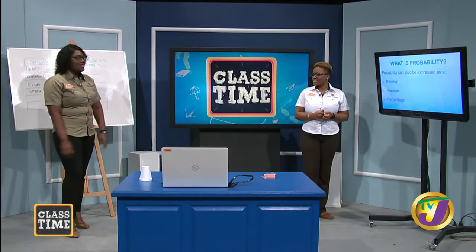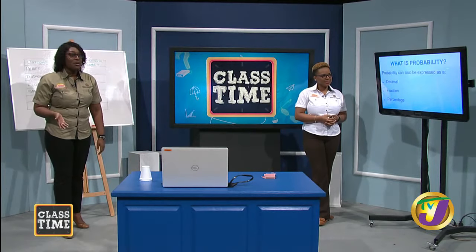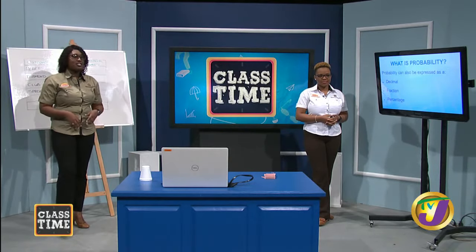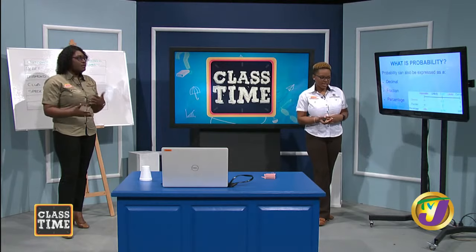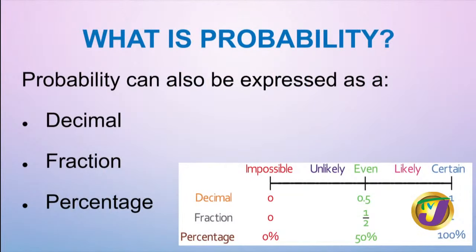So, as I stated before, a probability can be expressed as a decimal, as a fraction, and even as a percentage. So, let us explain this number line again. We spoke about it earlier. Impossible, even chance, and certain, represented as a decimal, as a fraction, and as a percentage. So, impossible as a decimal is? Zero. Fraction? Zero. And percentage? 0%. All right. Even chance of something happening? 5/10 or 0.5. Or as a percentage? Half. Percentage? 50%.